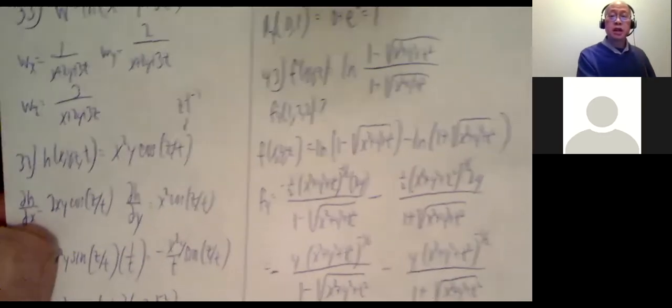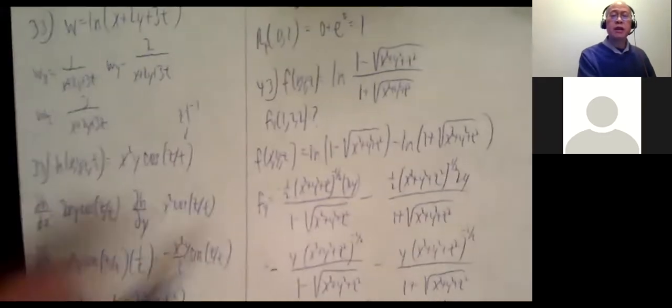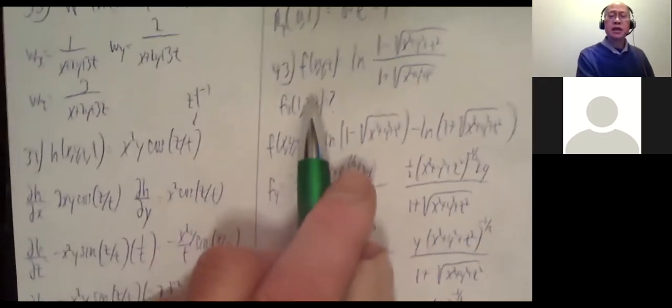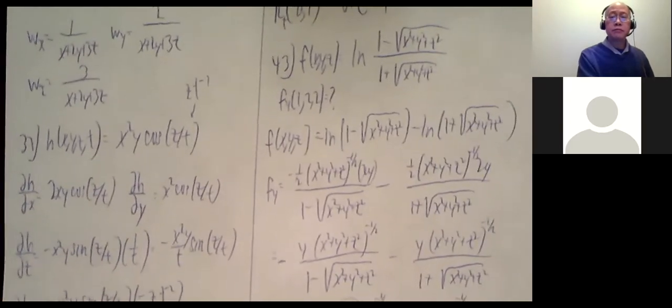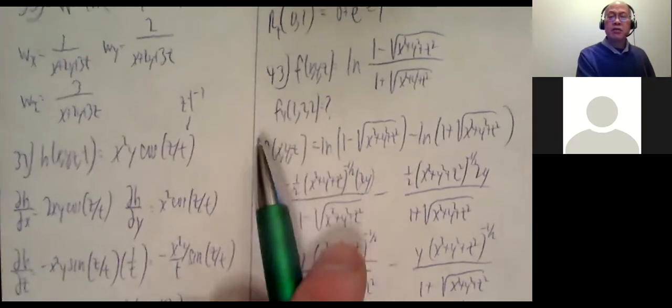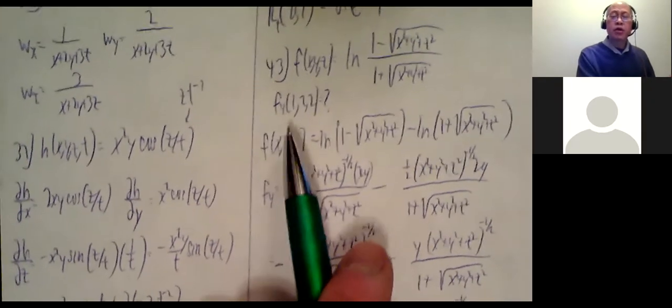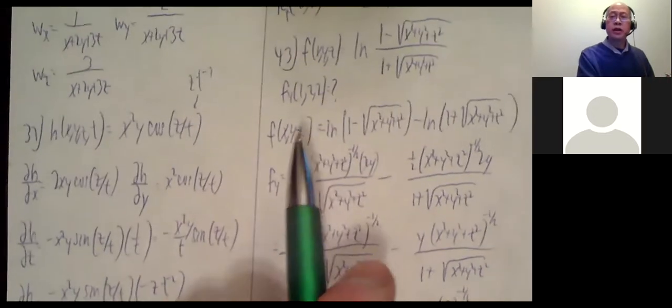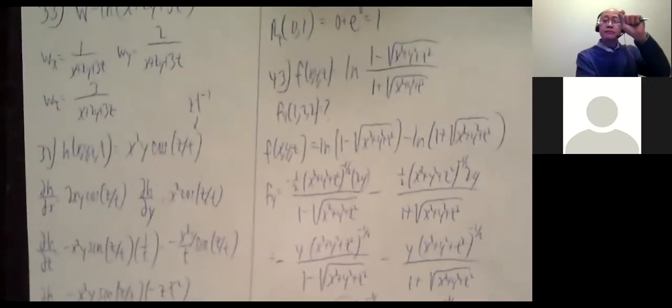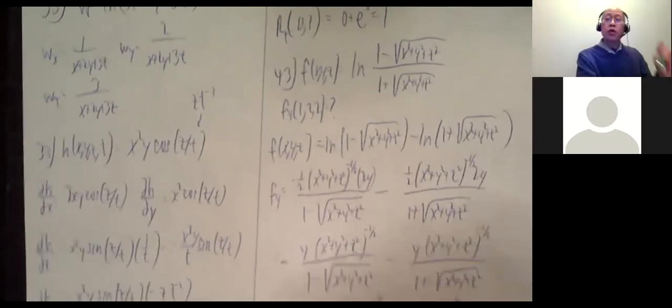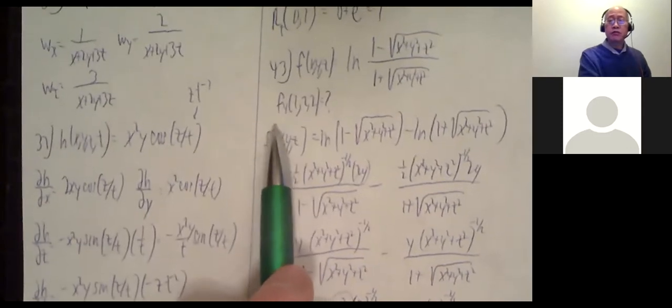Okay, so 43 is similar. It's tougher because you have a function of 3 variables, f of x, y, z. Well, that's okay, no problem. And they're asking you for f sub y at 1, 2, 2. So one particular point in space, okay, here's a dot. What's the derivative in the y direction, specifically in y?